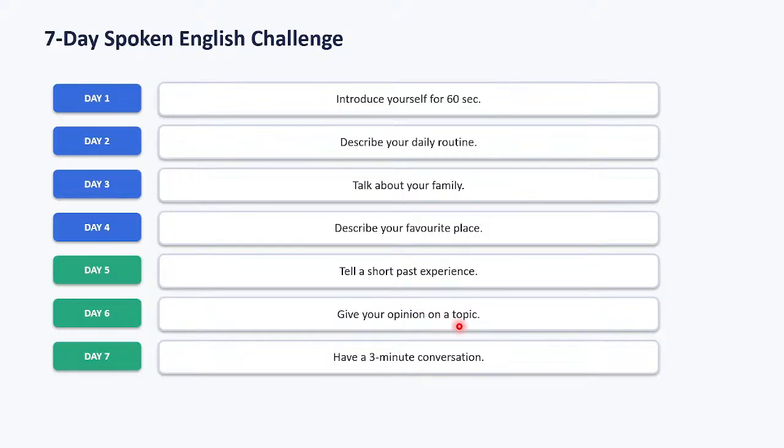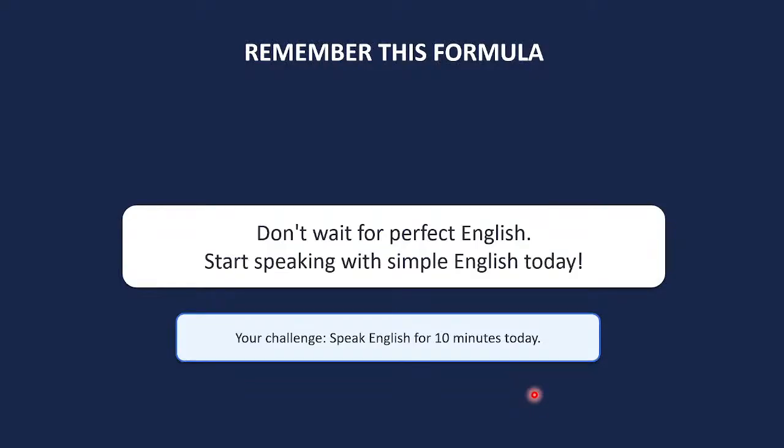Day 6, give your opinion on a topic. Choose any topic and give your opinion on that. For example, is the internet good or bad, right? Anything you can choose. Is brain good or is beauty good, whatever, you can choose any topic. Okay, and give your opinion on that. And day 7, have a 3-minute conversation, right? Conversation is very, very important. Likewise, you can plan for speaking in English. This is the 7-day plan. Okay, important, apply it in your life.